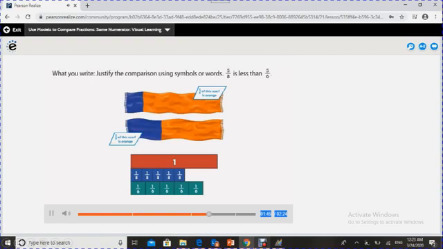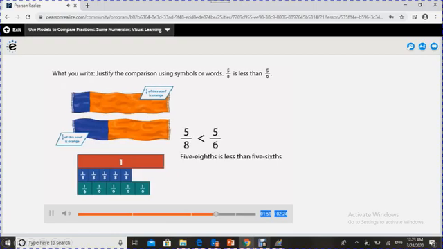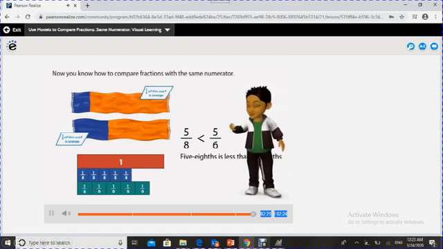What you write: justify the comparison using symbols or words. 5/8 is less than 5/6. If the two fractions have the same numerator, the fraction with the greater denominator is less than the other fraction. Why is the fraction with the greater denominator less than the fraction with the smaller denominator? Because the greater denominator means the whole is divided into more parts. As the denominator gets bigger, each part gets smaller. Now you know how to compare fractions with the same numerator.